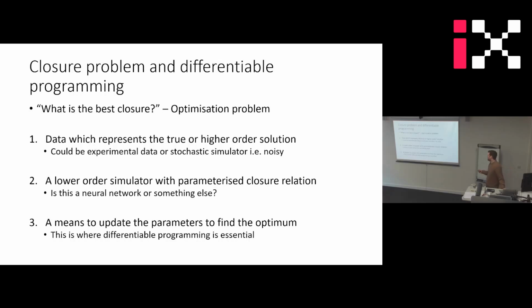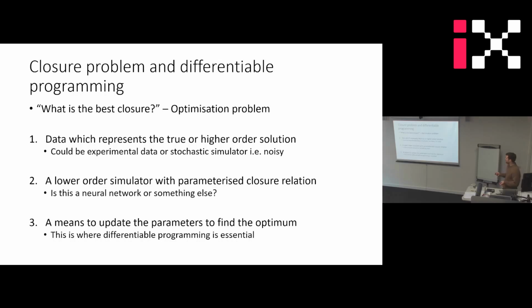So you might want to introduce some physical intuition as to what this parameterization looks like, because a neural network might allow unphysical values for the pressure, for example. So you need a way of also encoding any physics you know in this closure. And then the last thing, which turns out now to be the easiest thing, is a means to update the parameters to find the optimum.